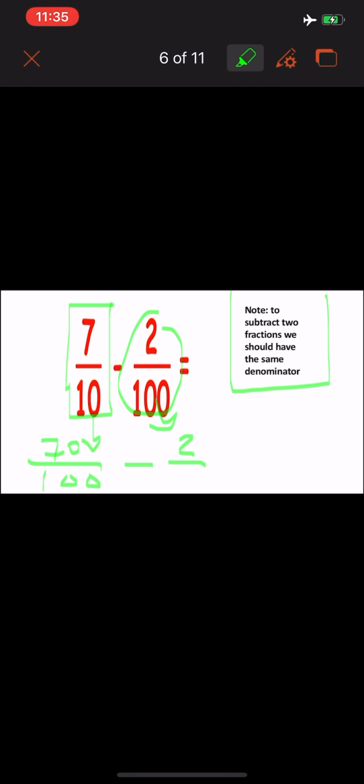So 2 out of 100. So what is the answer that I will have? 70. For sure the denominator is the same. 70 minus 2, it's what? 68. This is my fraction. Did you see, girls? It's so easy and simple. Just check the denominators are the same, then we will do the addition or subtraction for the numerators.